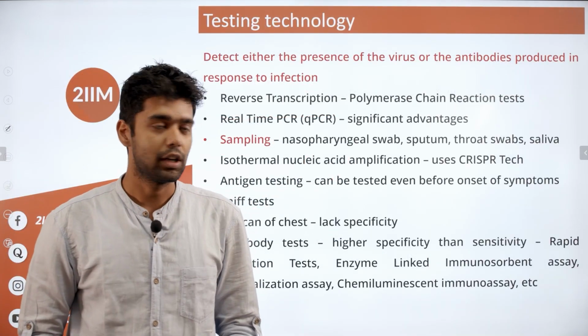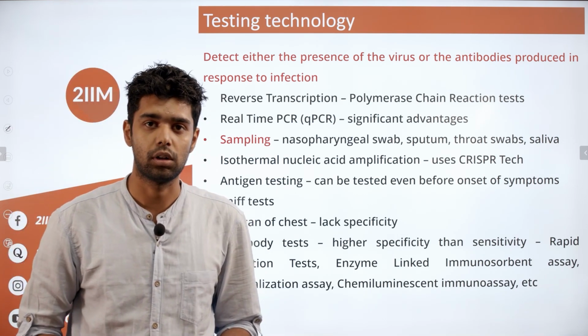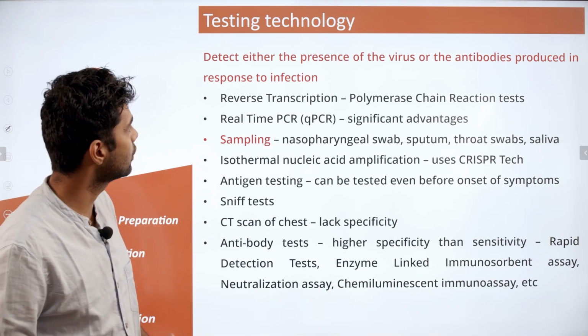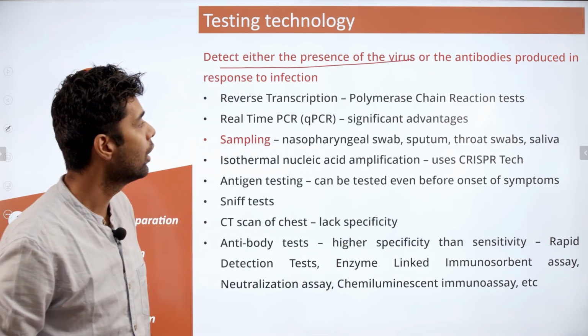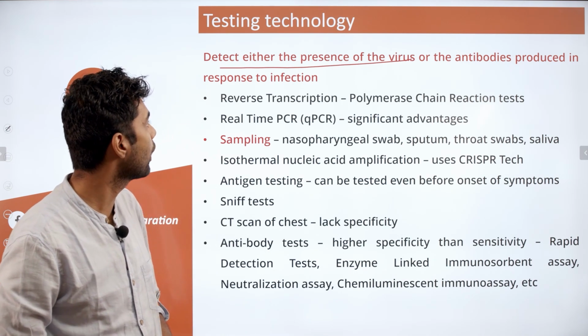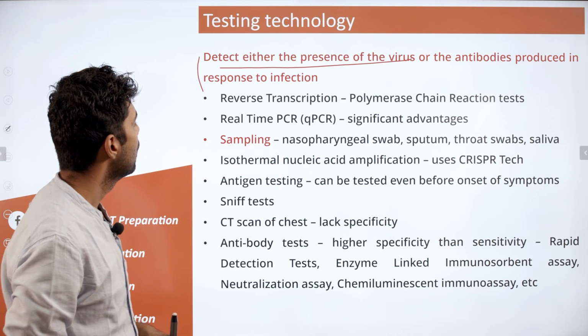Yeah. So we'll talk about testing technology in this slide. There are a lot of methods to test for the presence of COVID-19. There are basically two methods. First, you try to detect if the virus is actually present in your body, or the other thing that you could do is see if antibodies for the particular virus are present in your body. So you could do these two things.